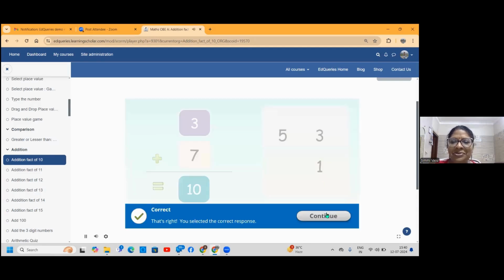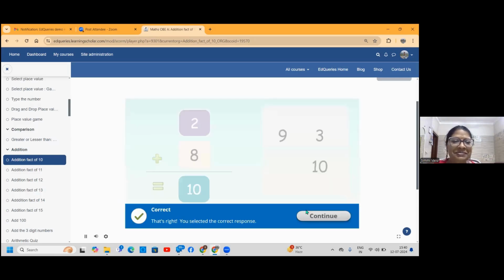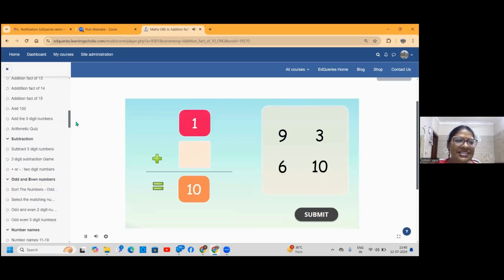As I always tell you, maths is a nightmare for me. So when I look at these sums, sometimes I mentally calculate on my fingers quickly. Am I getting the answer right? Good job. 1 plus dash equals 10. So these, again, as you see, are addition facts, and there are so many other numbers.